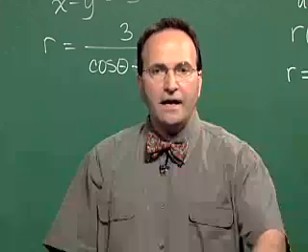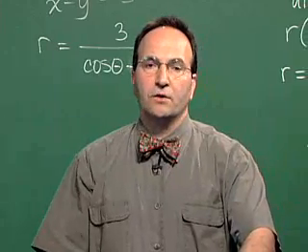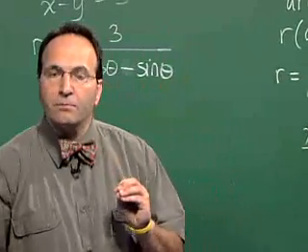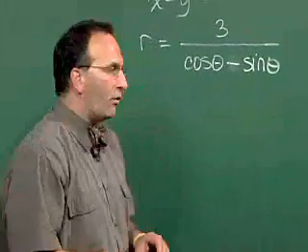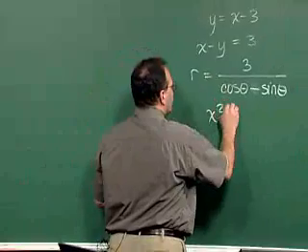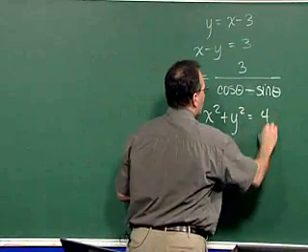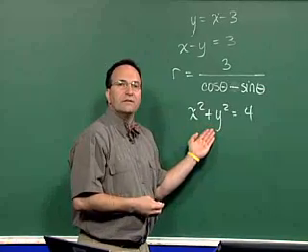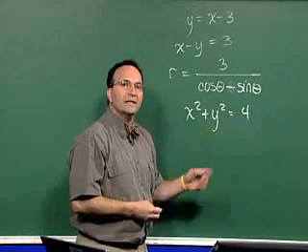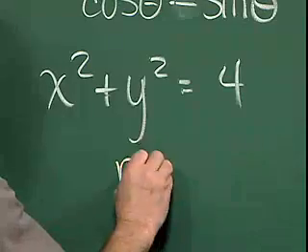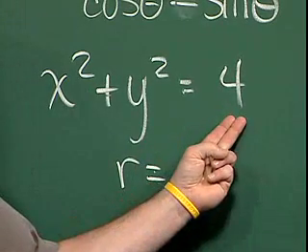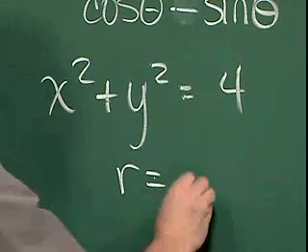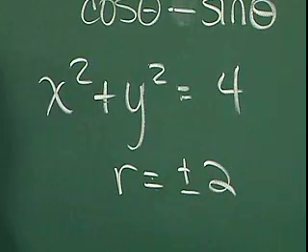So that's our equation and the graph of the equation in polar form for the line y equals x minus 3. All right, great. Now what we need to do is the second equation, which was x squared plus y squared equals 4. Well, that's pretty straightforward, right? Because we said that the equation for this in polar form is simply r equals plus or minus the square root of this number. So it's plus or minus 2.